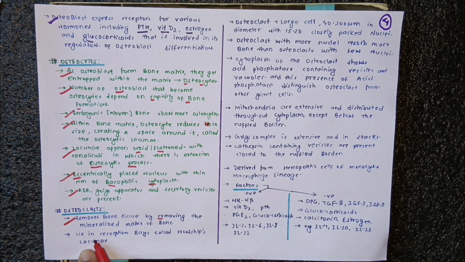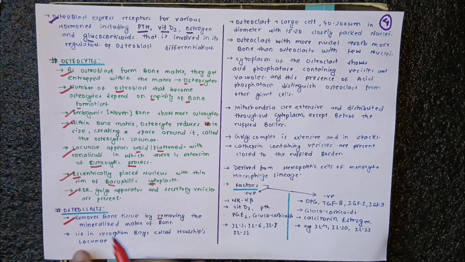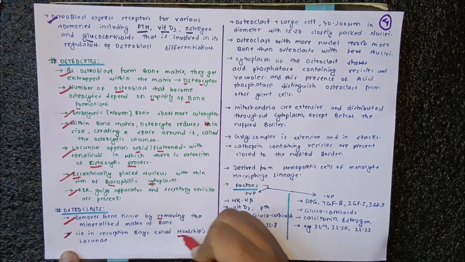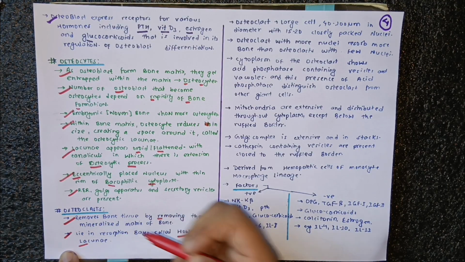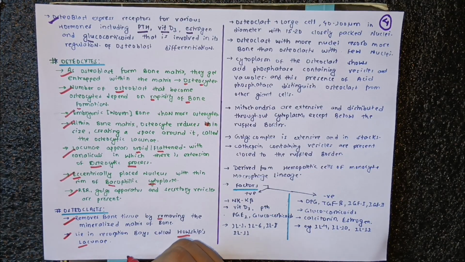It lies in the resorption bay called the Howship's lacunae. So there is a proper lacunae for the osteoclast, called the Howship's lacunae, and in this Howship's lacunae we can see the osteoclast present.